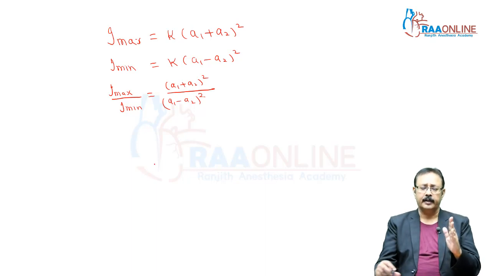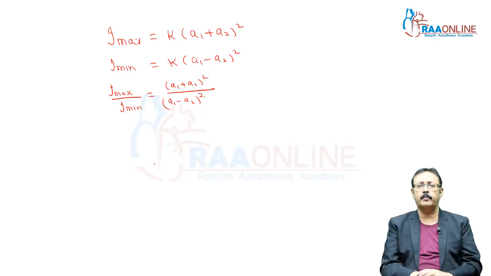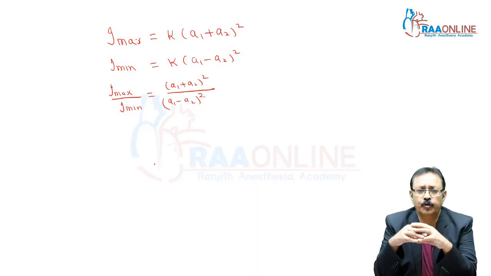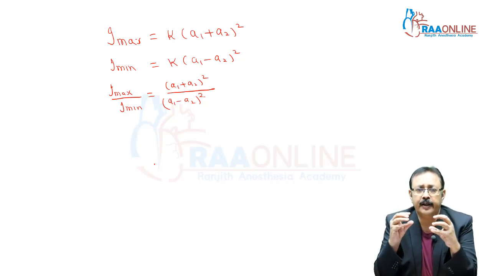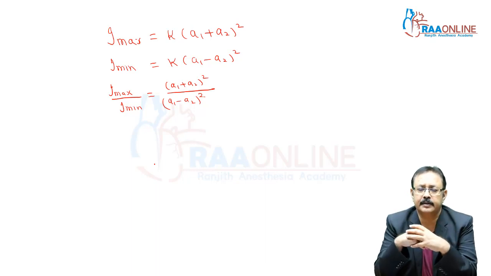Intensity of light is directly proportional to amplitude square. So if two waves of the same frequency and nearly the same amplitude are superimposing in the same phase, you will get high intensity light at those places. And if they are interfering in opposite phase, you will get darkness at those places. After that, an important result is this.